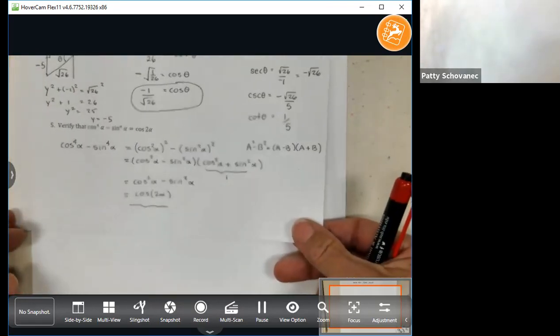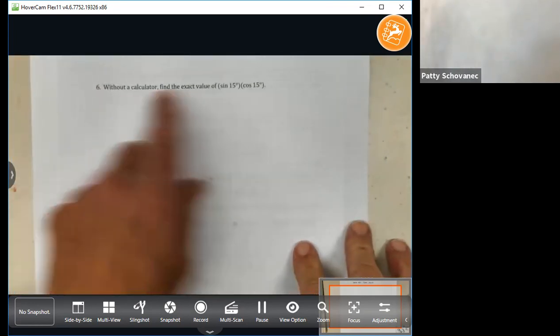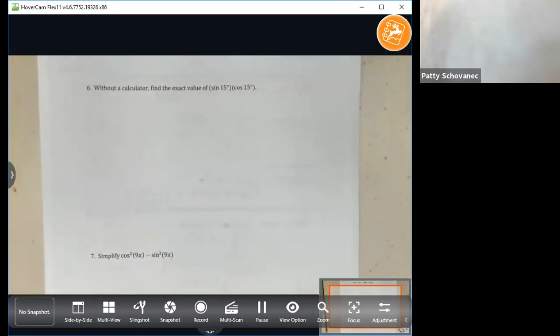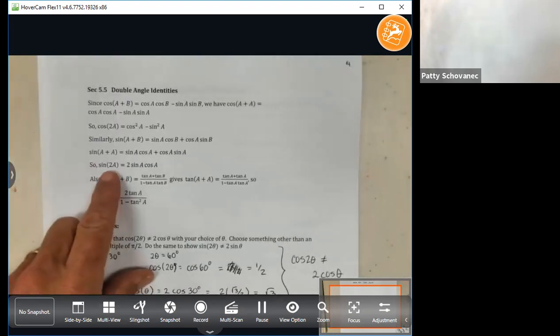So can I turn it now? Without a calculator, find the exact value of the product of the sine of 15 times the cosine of 15. So I could go back and generate the sine of 15 by saying it's the sine of 45 minus 30. I can generate the value for the cosine of 15 doing the same thing. But now I have a handy dandy identity that has the product of the sine and the cosine together. Let me see where I got it. Look at this identity right here.